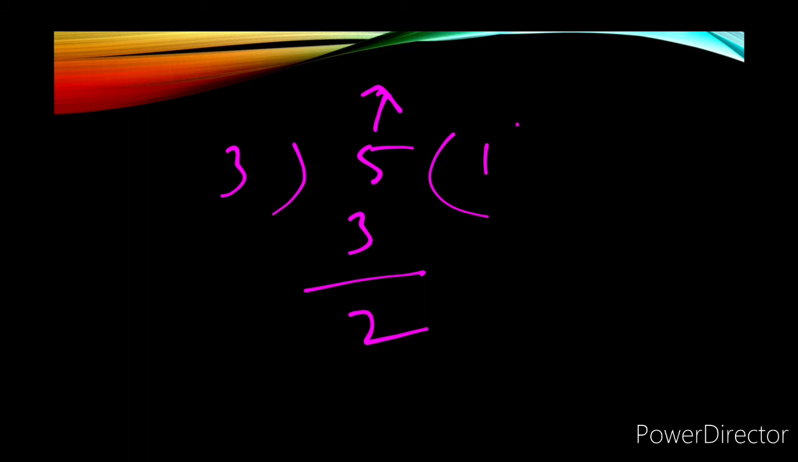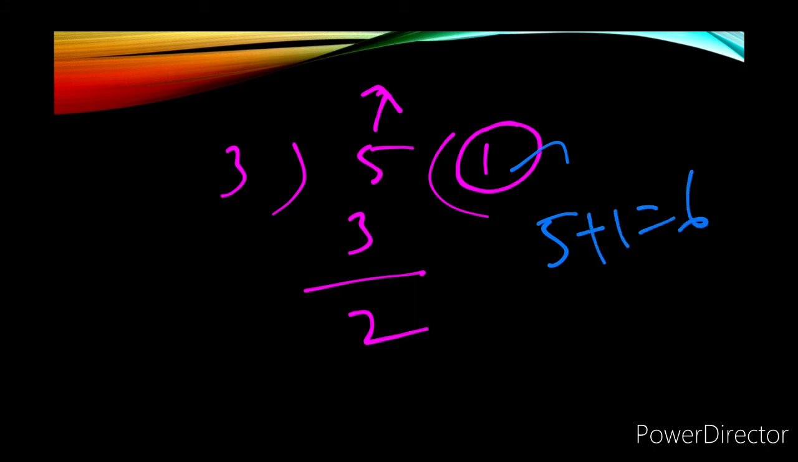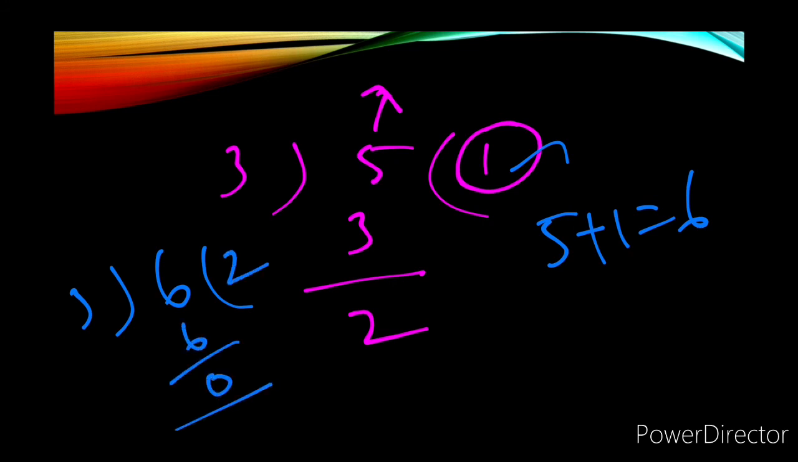See here, if we add this quotient 1 to this 5, what happens? 5 plus 1 is equal to 6. If you divide 6 by 3, what do you get? 3 2s are 6, remainder 0, we get remainder 0. So, to get a complete division, what we have to do? We have to add the quotient to the dividend, then we get the remainder 0. What we get? 5 plus 1 is 6. If we divide by 3, we get remainder 0.